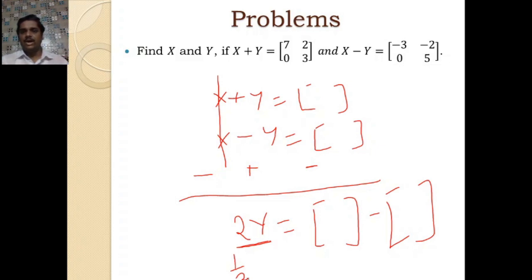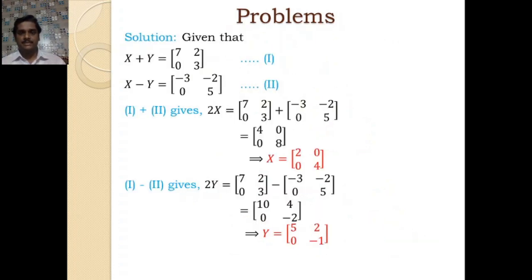This is one way. Or what can we do? After getting the value of x, we can put it in one of the two equations. We can put it in equation number 1. Here you can put the value of x, and transfer this x to the other side to get the value of y. That can also be done. Let's see the solution step by step.